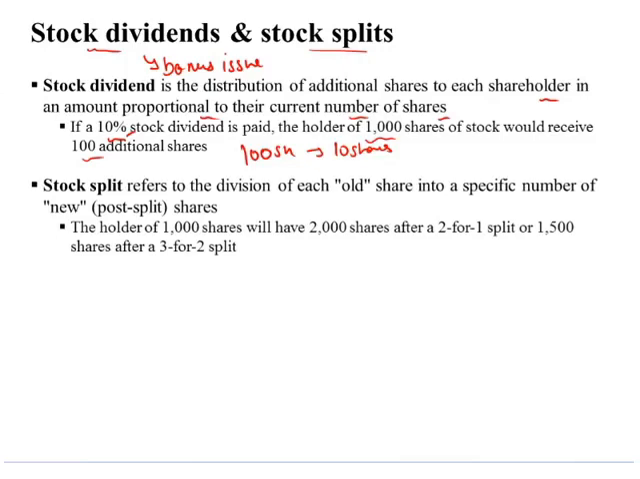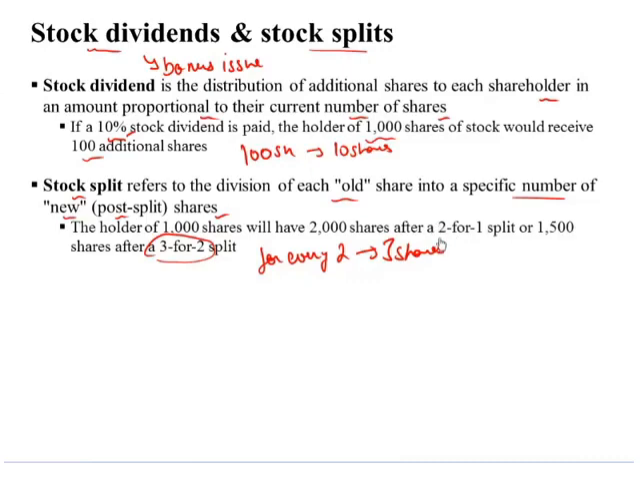Similarly, a stock split refers to the division of each old share into a specific number of new shares, also called post-split shares. So if a company announces a 3-for-2 split, that is, for every 2 shares, you now get 3 shares.